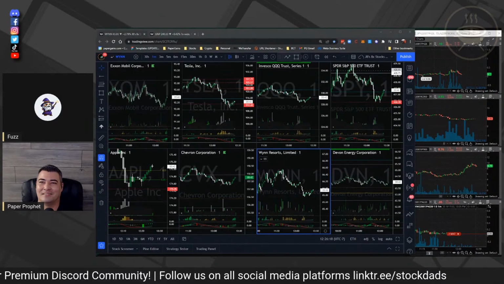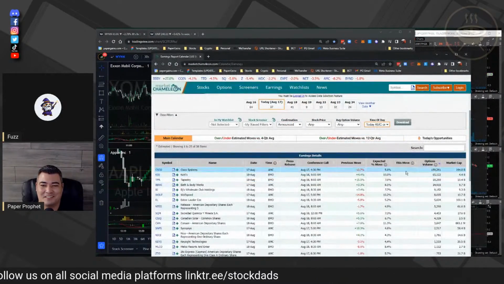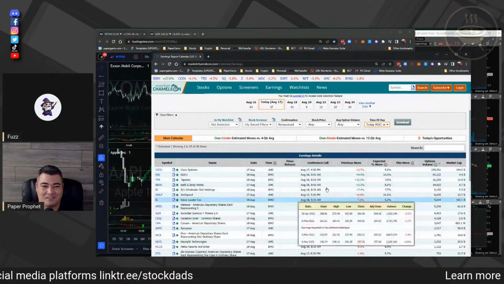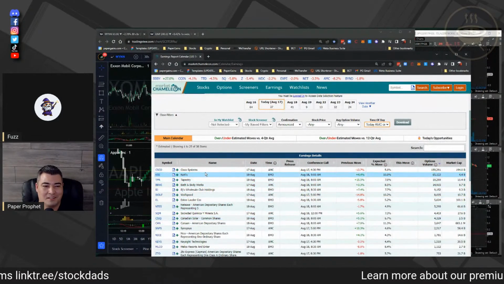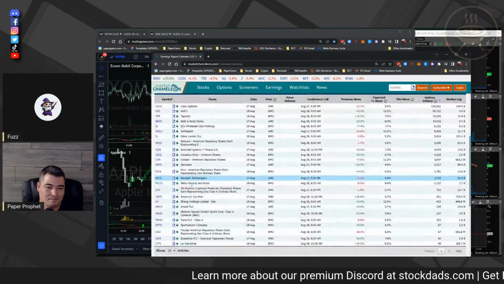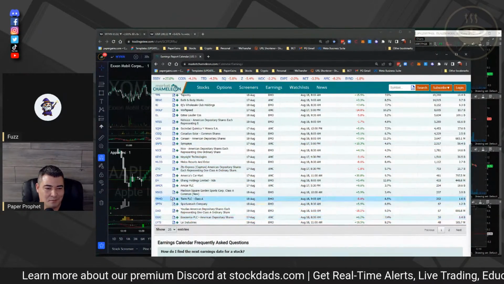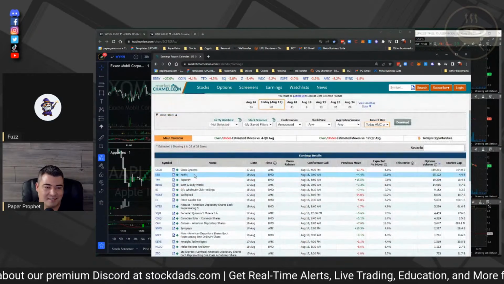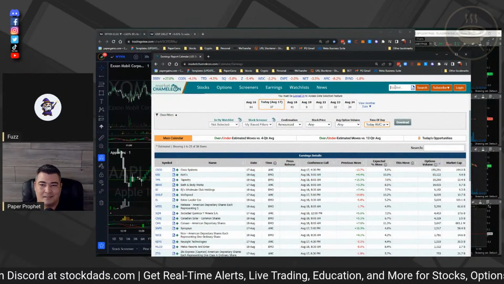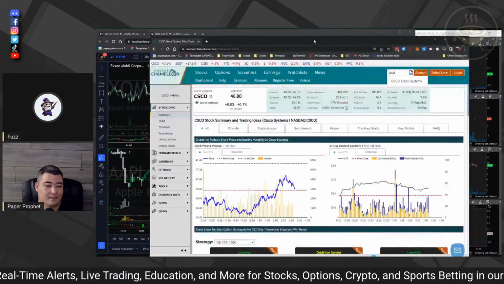Let's see. So here's what I do. I'll use a tool like this, filter today or after market close, and then filter by options volume. Coles, Tapestry. That is it. No, I'm not going to trade Synopsys because they don't have the spreads. It's just Cisco. Other than that, we don't really have a whole lot.